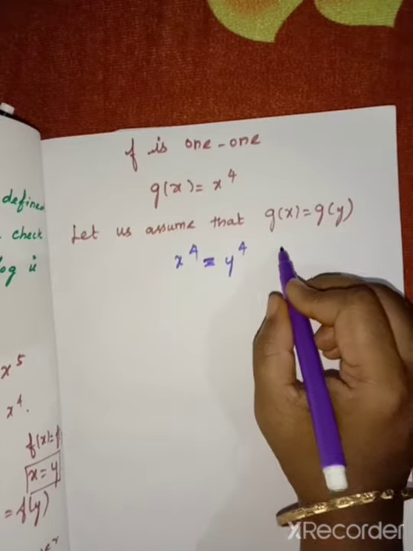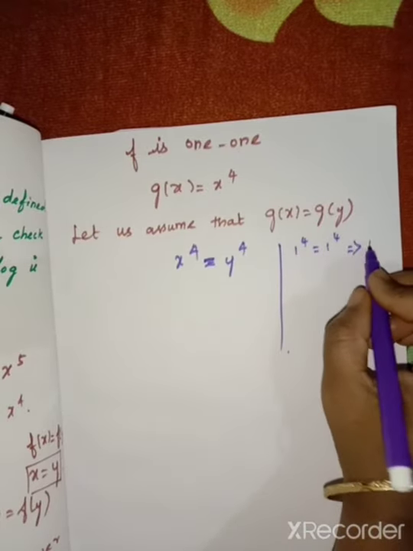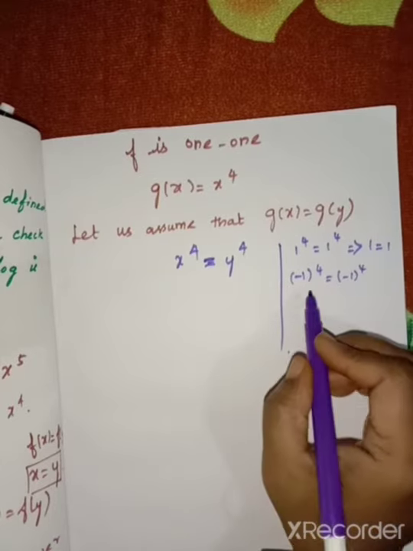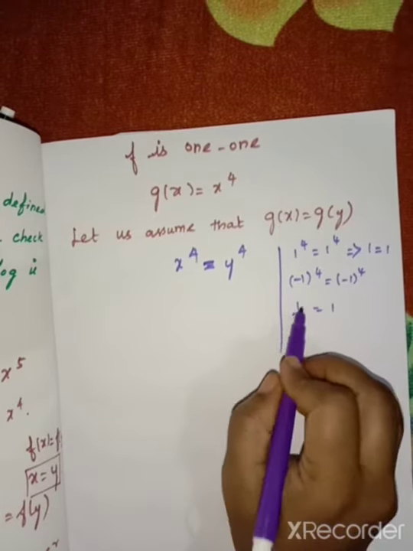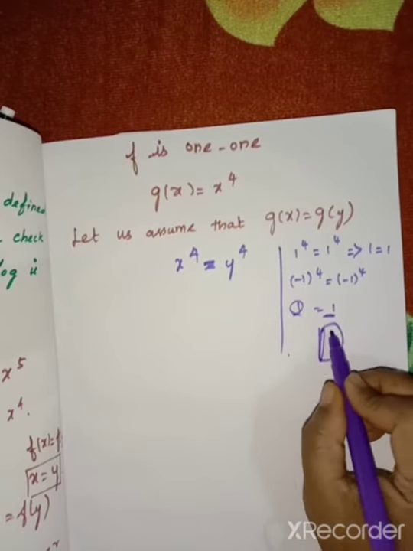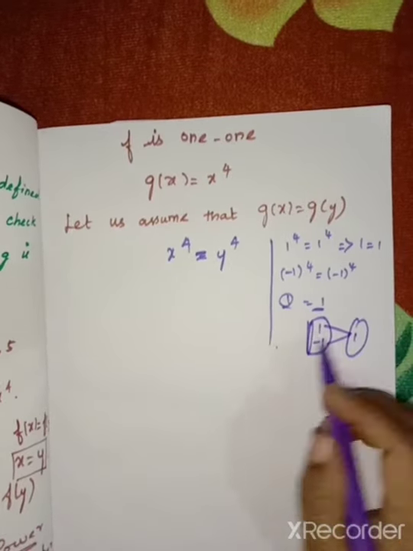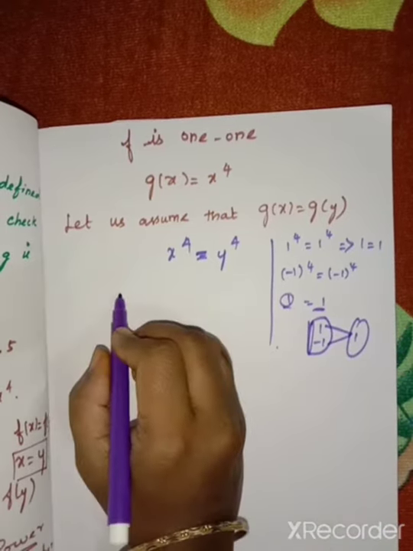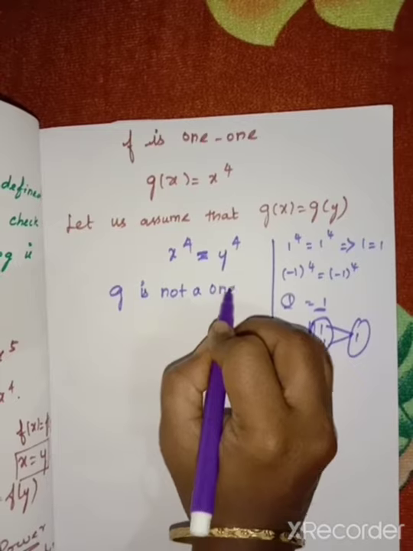If you substitute, we get the same procedure. If you substitute 1, 1 power 4, we get 1 equal to 1. If you have minus 1 power 4 and substitute, we get the same 1. For minus 1 also we get the same 1. So in the arrow diagram, 1 and minus 1, if you substitute, both values get the same distinct image. If you get the same element, it is not a 1 to 1 function. So here we say that g is not a 1 to 1 function.